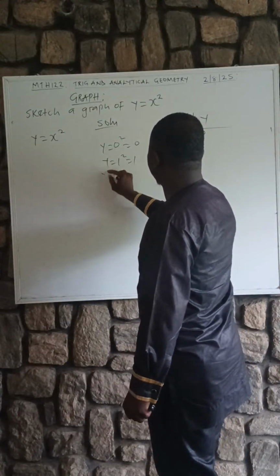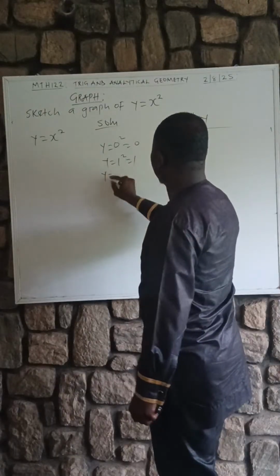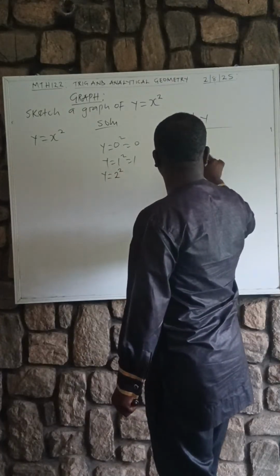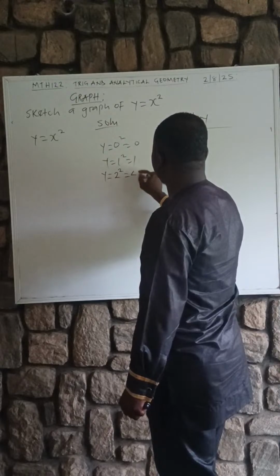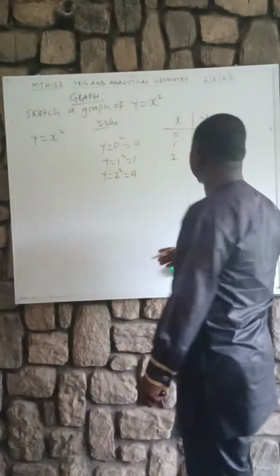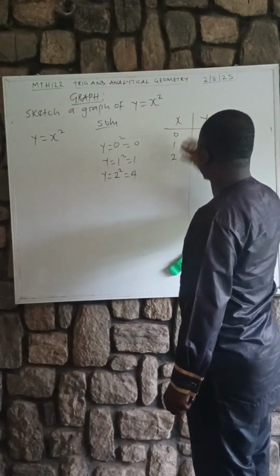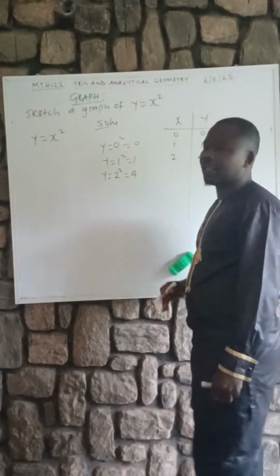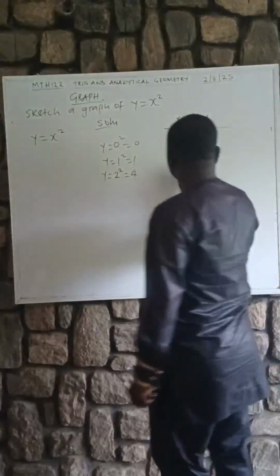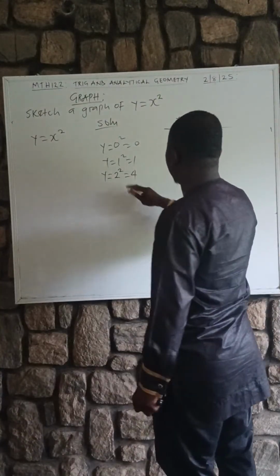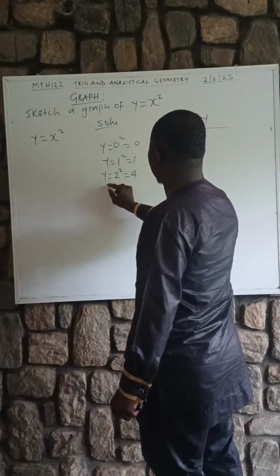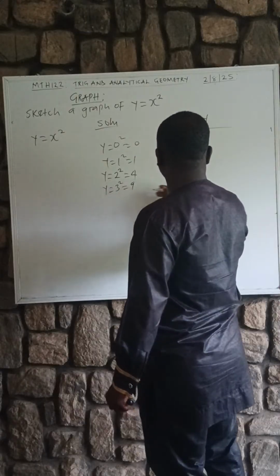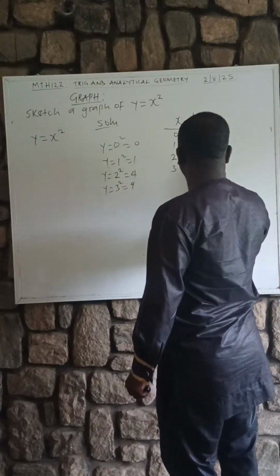If x is 2, then y is 2 raised to the power 2, which is 4, because it's 2 times 2. You can now see that as x increases gradually, y increases without any bound. Then if x is 3, y will be 3 squared, which equals 9. You can now see that y is 9.